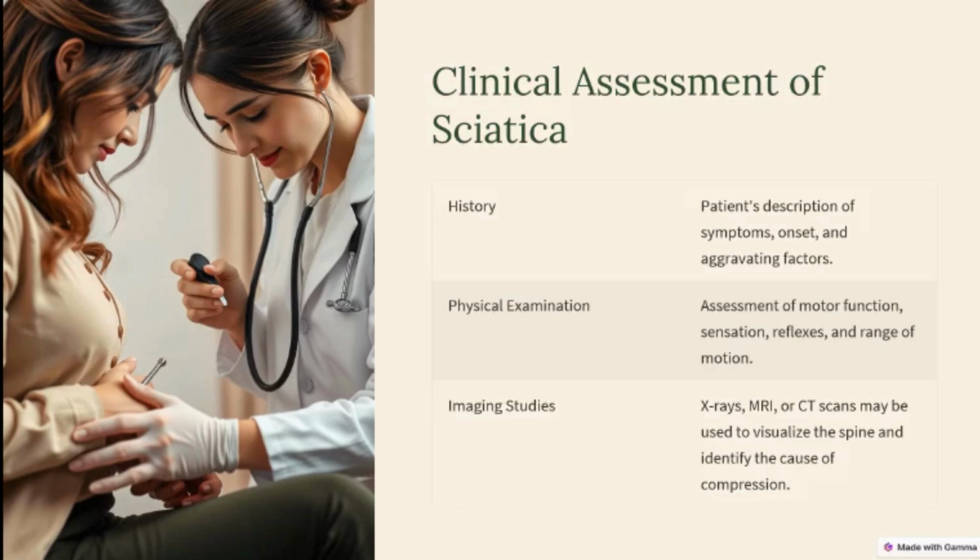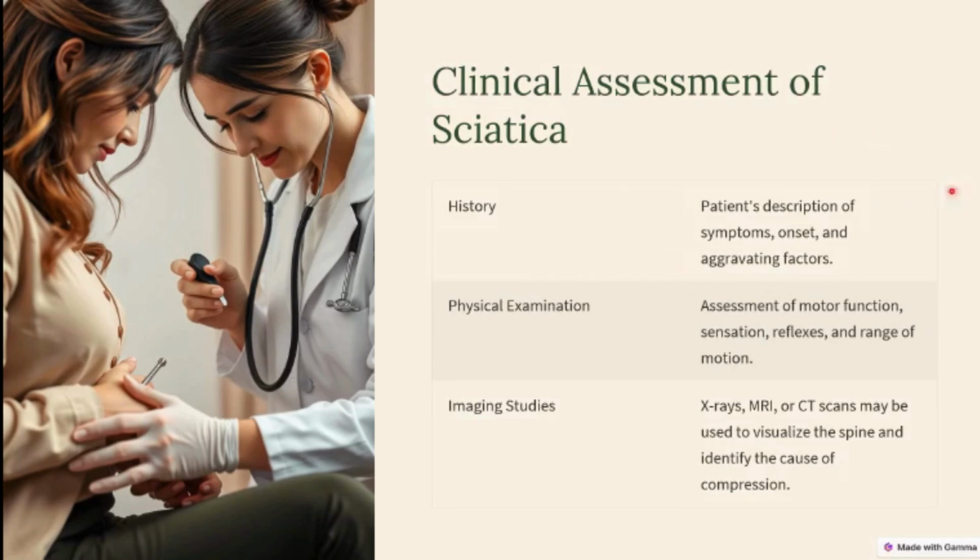This test involves the patient sitting and slumping forward while the clinician extends one leg at a time to elicit the symptoms. Neurological examination: we check for muscle weakness, reflex changes, and sensory deficits, particularly in areas innervated by the sciatic nerve. Then we also go for imaging diagnostic techniques if necessary, like MRIs or CT scans, which can help visualize any structural issues like herniated disc or spinal stenosis, which will aid in diagnosing.